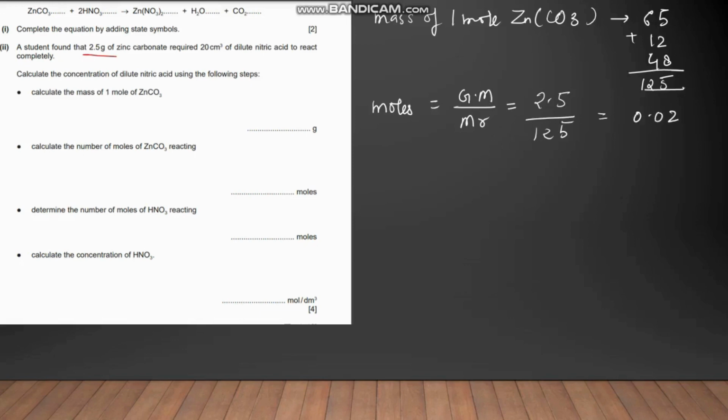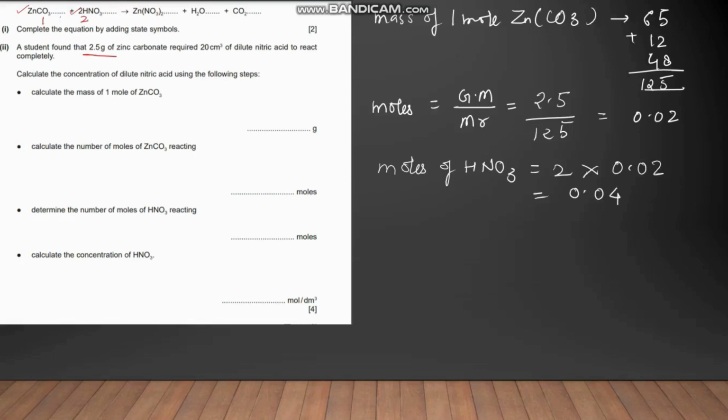The third step says to calculate the number of moles of nitric acid. From the reaction, we can see that the relation between the zinc carbonate and nitric acid is 1:2. That means whatever amount of zinc carbonate takes, double the number of moles of nitric acid is required. So moles of nitric acid will be 2 times moles of zinc carbonate, which is 2 times 0.02. So the answer will come out as 0.04.